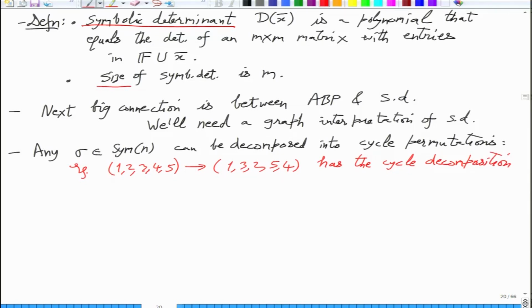So 1 is fixed, right? So 2 to 3, 3 to 2, that's a cycle. We'll write it compactly this way, and the other cycle is 4, 5. So these are cycles of length 2, and we are not writing 1 here. So 1 also you can see as a cycle, which is basically a self loop. So there are 3 cycles: 1 cycle of length 1 and 2 cycles of length 2.